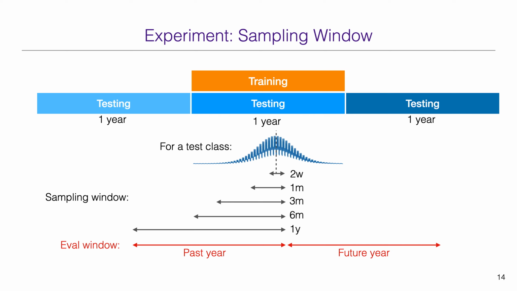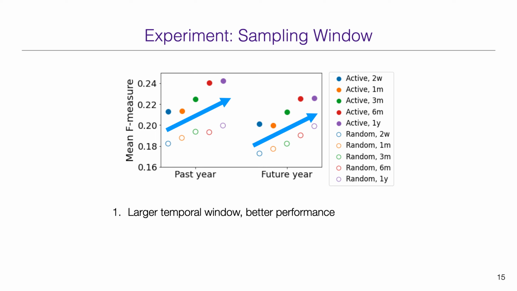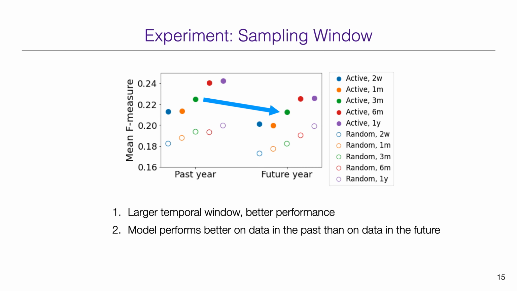Finally, we compute performance on the data a year before and after the current peak timestamp to see how the model generalizes to data in the past and future. We consider both random and active sampling strategies, and here different colors represent different sampling windows. The result shows 2 general trends. First, the larger temporal window of sampling results in higher performance, indicating that example diversity is critical for prototypical network. Next, the model performs better on data in the past than on data in the future. This matches our intuition that the model generalizes better to data it has access to during the sampling process.